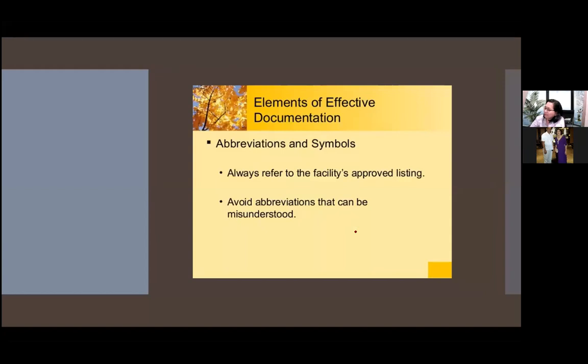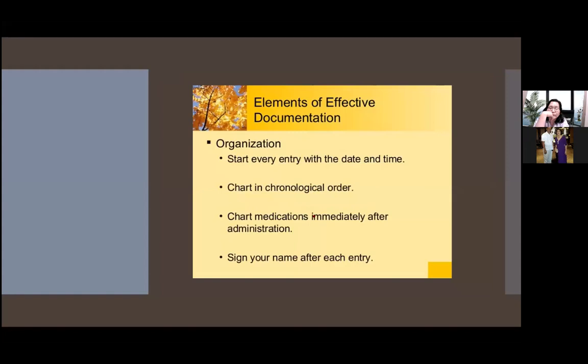Okay? So abbreviation and symbol. So always refer to the facility approved listing. So sabi ko nga, facility approved listing. Even though we have our own abbreviation, sometimes the hospital has its own abbreviation, approved abbreviation. Then avoid abbreviation that can be misunderstood, especially kung ikaw lang may alam. Yan. Then organization, start every entry with the date and time. Let's say for example, kung nagbigay ka ng gamot, anong oras, anong araw. Okay? Especially kapag PRN yan. When you say PRN, that is your as needed, di ba?